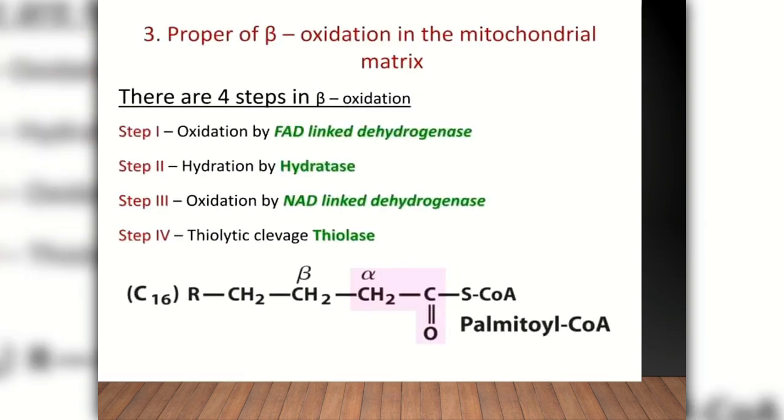The third step is beta oxidation proper in the mitochondrial matrix. It happens in 4 steps. Step 1, oxidation by FAD-linked dehydrogenase. Step 2, hydration by hydratase. Step 3, oxidation by NAD-linked dehydrogenase. Step 4, thiolytic cleavage by the enzyme thiolase.